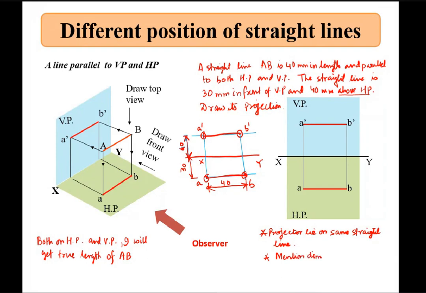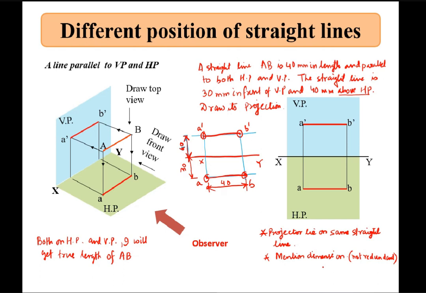The second thing is that the top view is always to be named as a, b, and the front view is always to be named a dash, b dash. So if the straight line name is PQ, then the top view will be small p small q, and the front view will be small p dash q dash. Clear? That part is okay? Yes, sir. Okay, fine.